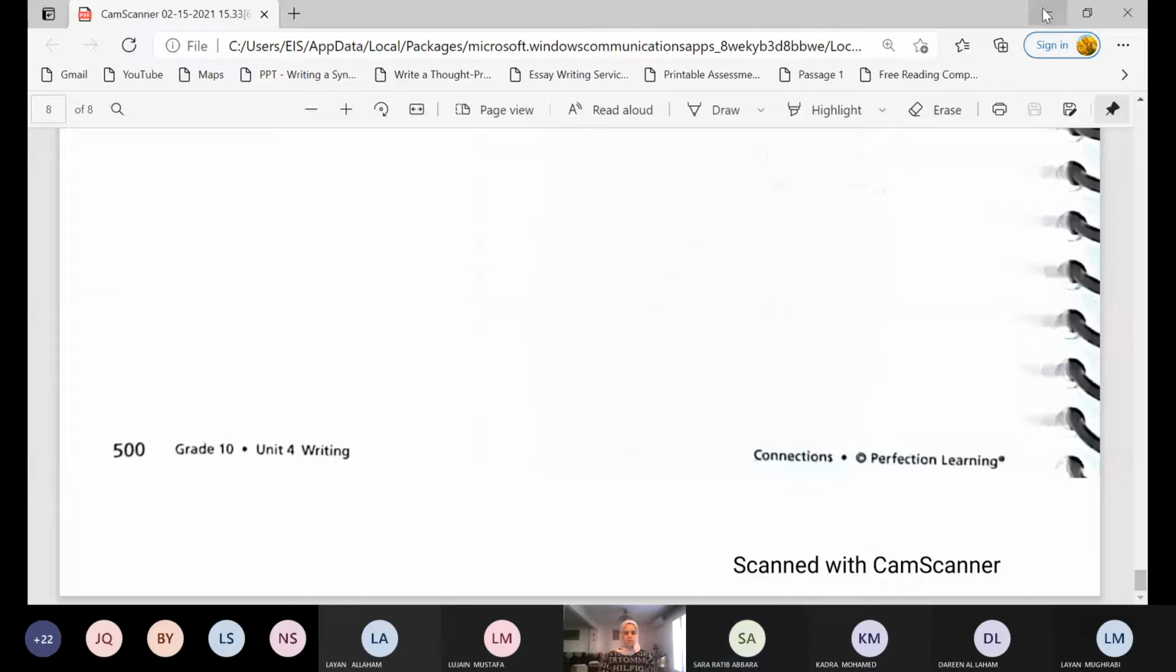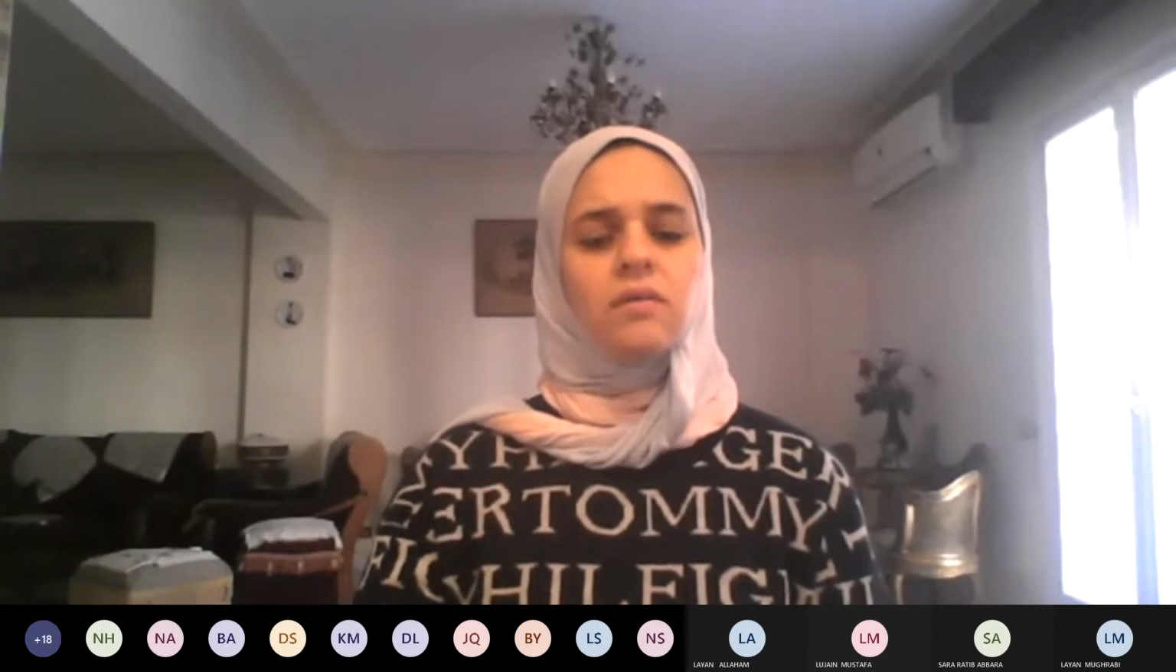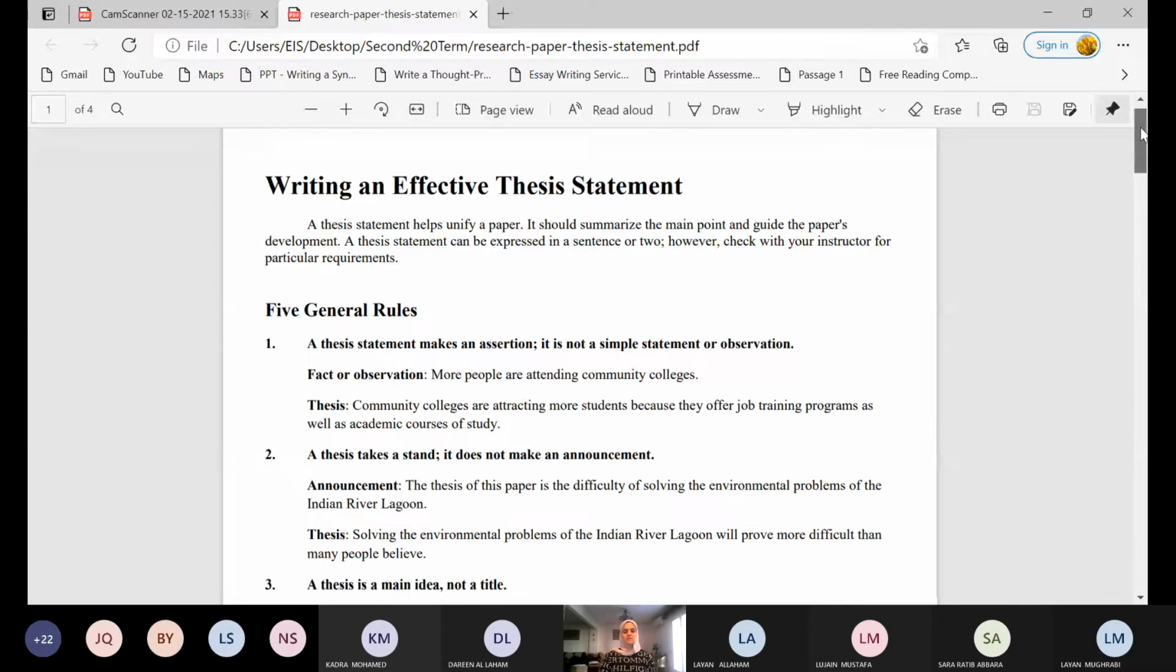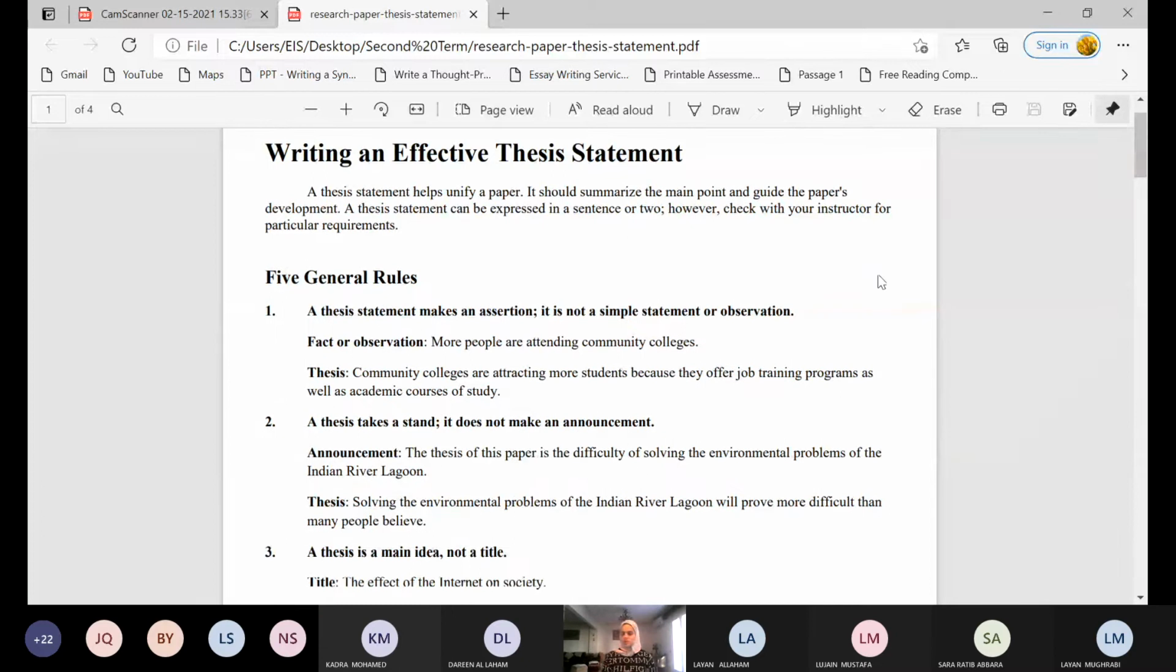Okay, so I'll share something else for you here. After we finished how to write a research paper, all the steps and the outline and everything, let's check how to write an effective thesis statement. A thesis statement is the main idea of my passage.